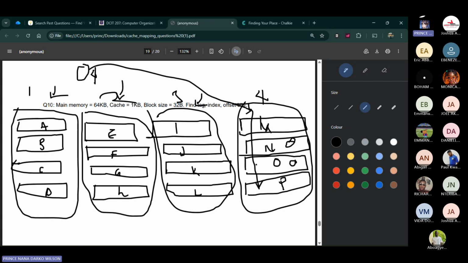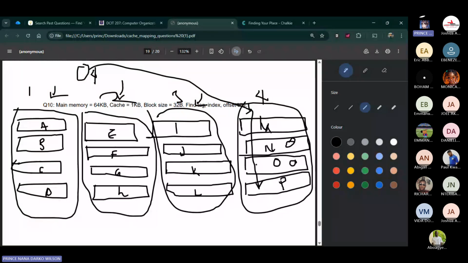Which one do you think will lead to a lot of misses? Is it the direct? Is it the set associative? Is it the fully associative? A lot of misses in the sense that a lot of data will not be found when it's needed. Which one will lead to that? It could be direct. It's the direct, exactly, because it leads to a lot of thrashing.